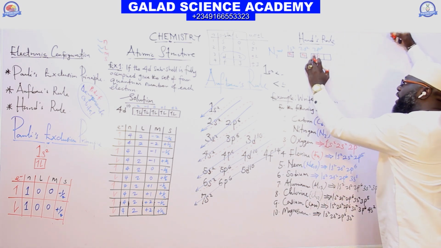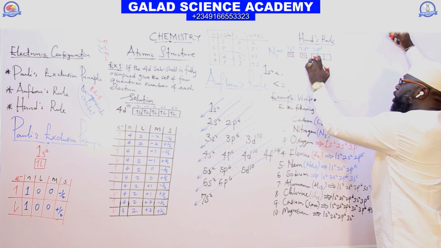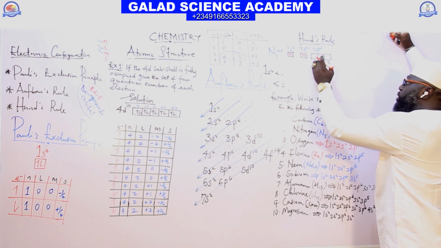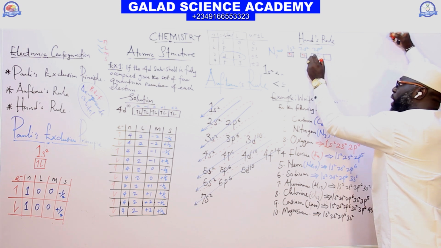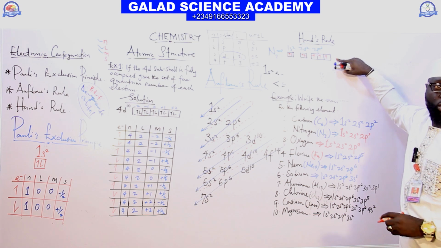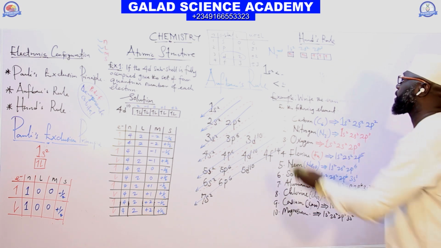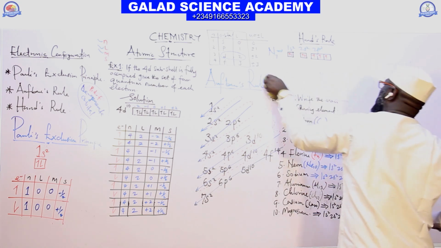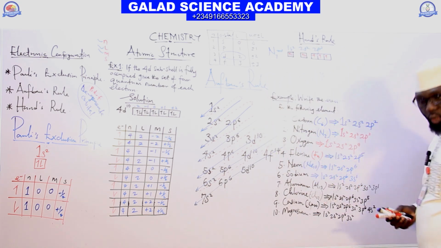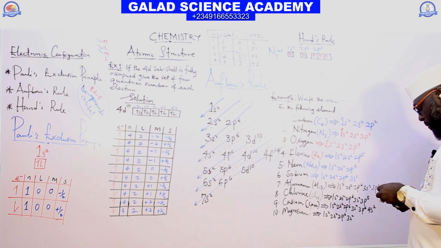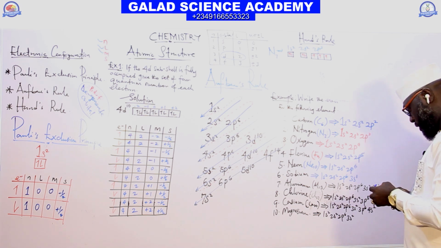So you need to spread everything out. In that sense, 3 remain: 1 here, 1 here, then 1 here. Yes, this one follows Hund's rule. That's how Hund said we should do it. Okay, if we check another one, let us look at what?